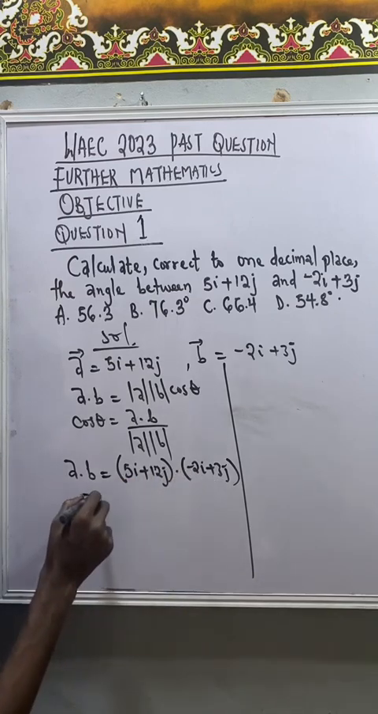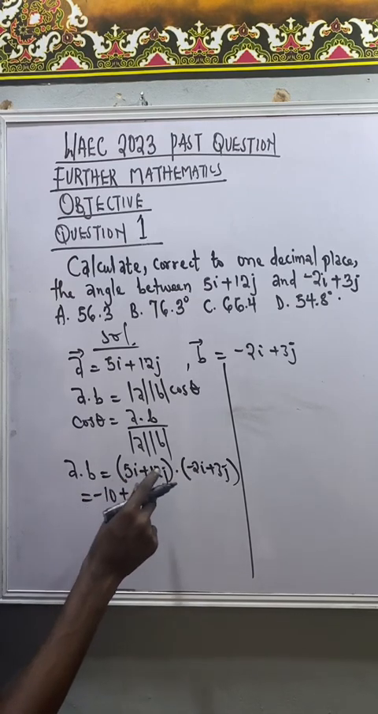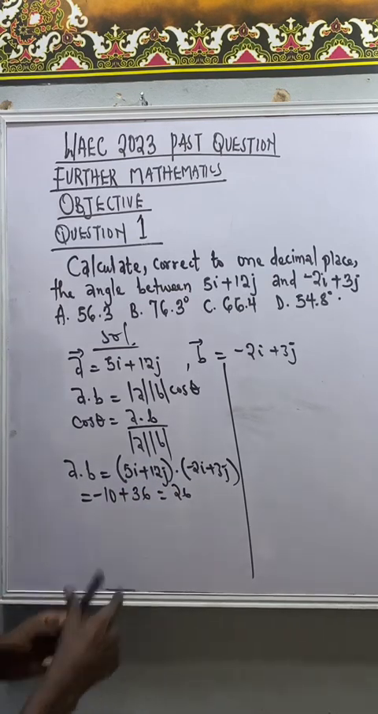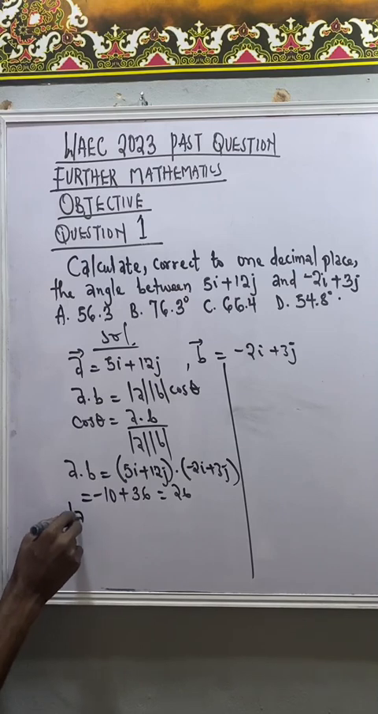That's 5 times minus 2. That will give me minus 10. Plus 12 times 3. That will give me 36. This will give me 26 at the end of the day. Now, let's take the modulus of A.